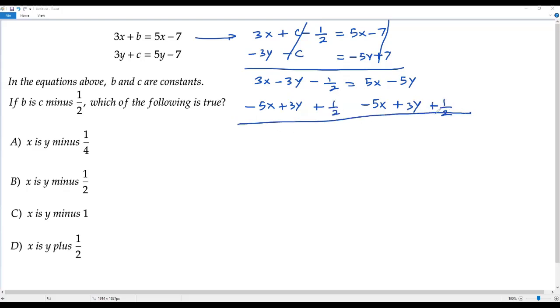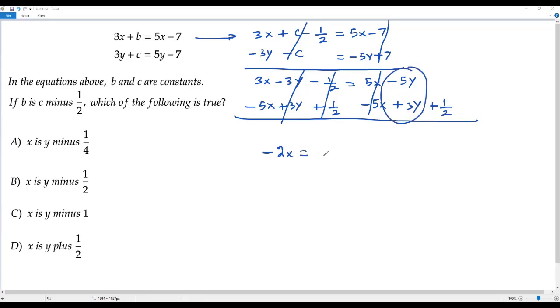When I do so, this positive 5x, negative 5x will cancel. This negative 3y, positive 3y will cancel. And this negative 1 half, positive 1 half will cancel out. When I combine this 3x and negative 5x, I'll be getting negative 2x equals to, on the right side, when I combine negative 5y, positive 3y, it will become negative 2y positive 1 over 2.